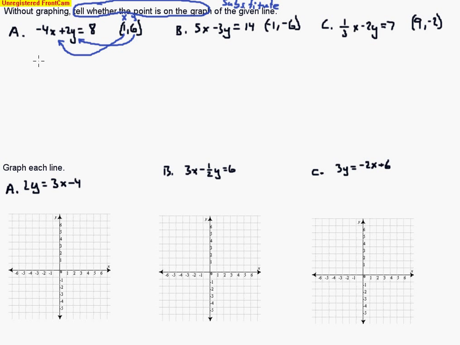Let's try it. Negative 4 times the x value, which is 1, plus 2 times the y value, which is 6. If it equals 8, we say yes, that point is on the line. If it's no, then it doesn't equal 8. Well, we do the work here. Negative 4 plus 12. We see if that equals 8. Sure enough, those two numbers do agree. So we say yes, that point is on the line.